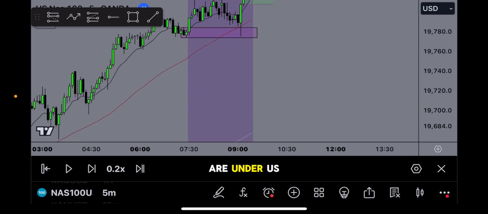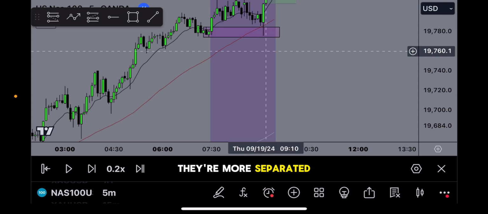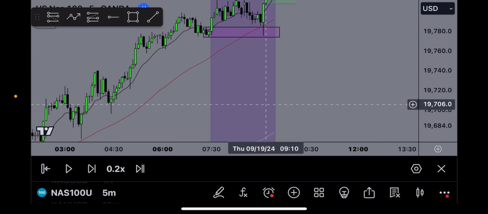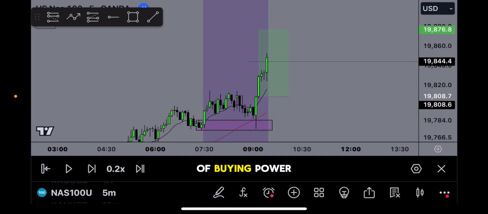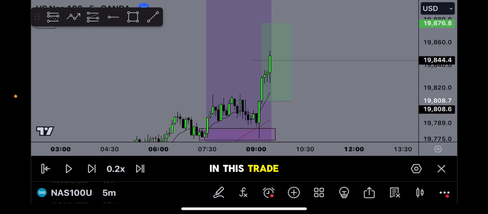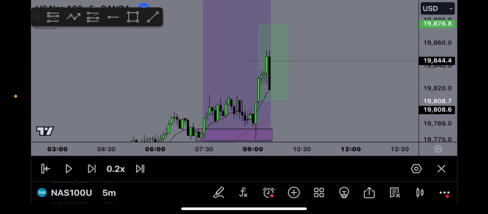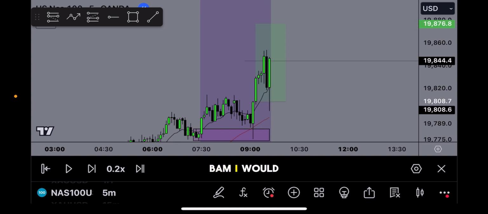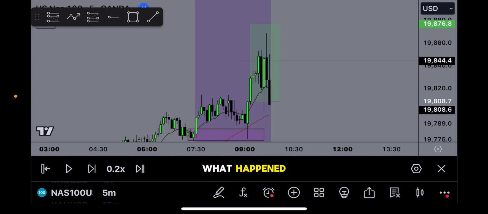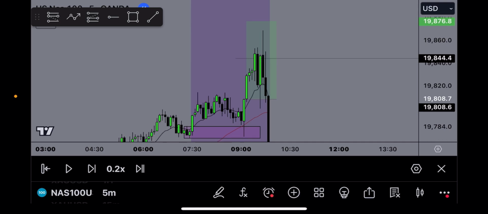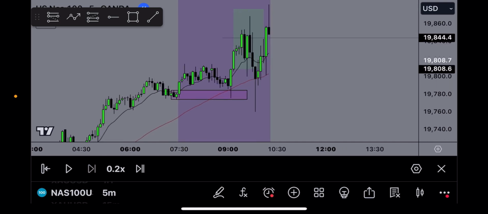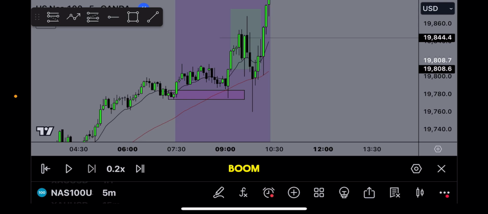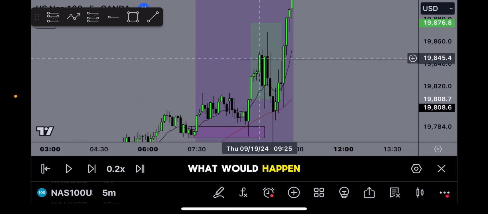And 3 MAs are under us, as we see. They're more separated than it was before. The 200 is all the way down here, so giving us a strong indication of buying power. I feel confident in this trade. Bam, I would have got clapped out, easy, no worries. Then what happened? Clapped out again, no worries. Boom. So this is what would have happened.